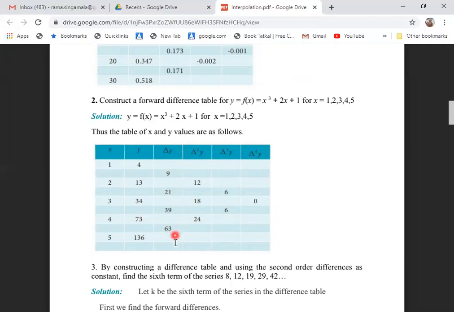Again, we take the differences of these first forward difference values. 21 minus 9, successive minus preceding, 12. 39 minus 21, 18. 63 minus 39, 24. Again, taking the differences of second differences, we get third forward differences. Successive minus preceding, 18 minus 12, 6. And 24 minus 18, 6. For these third forward differences, we again take differences. 6 minus 6, we are getting 0. That is the fourth forward difference.